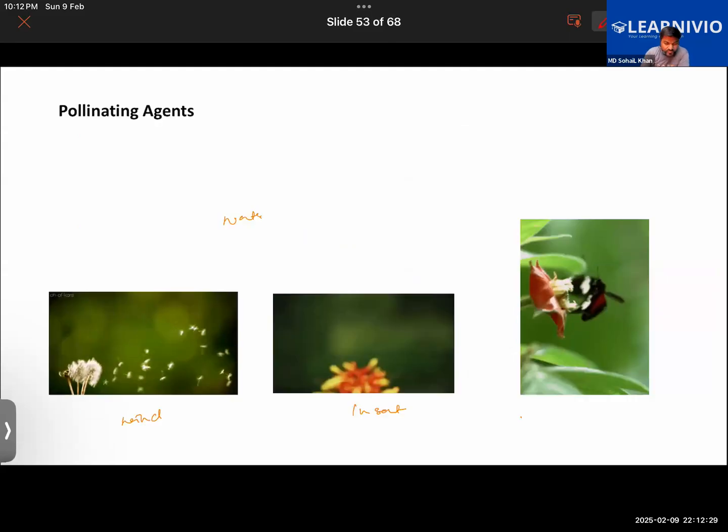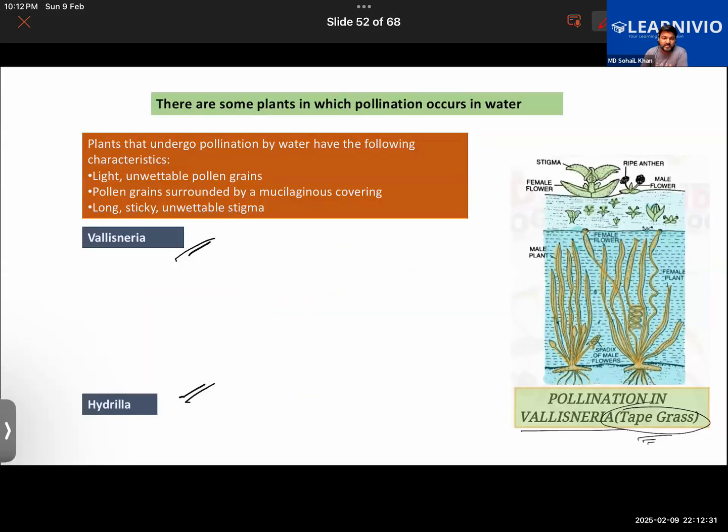Then we did learn about pollination, like it occurs in the aquatic plants also. We particularly have the example of Vallisneria and Hydrilla. So these are unisexual flowers. These are unisexual flowering plants, right? You can have the male plant and the female plant.